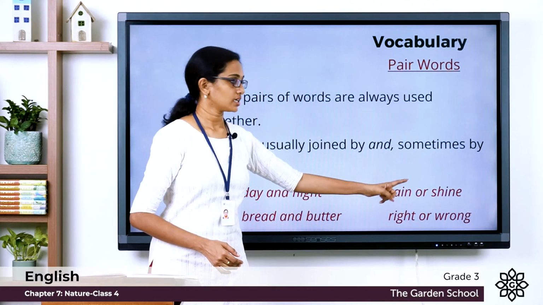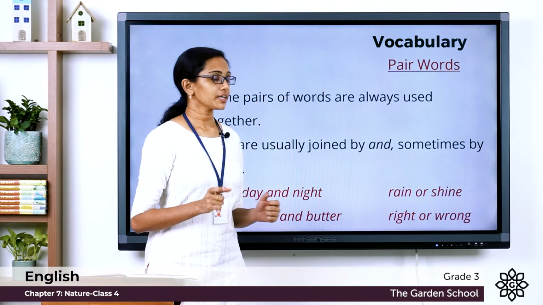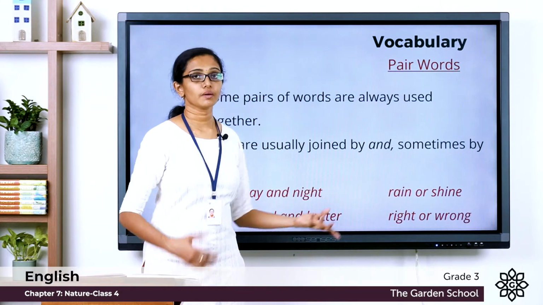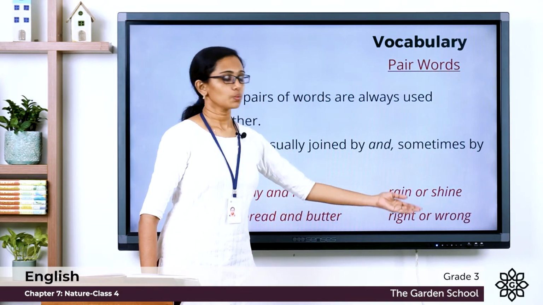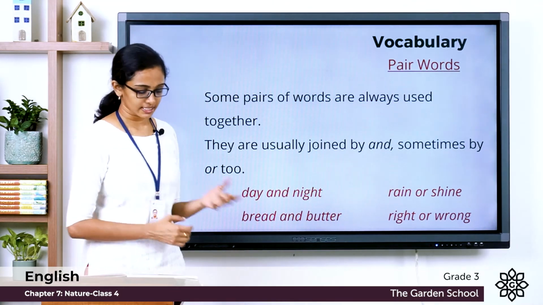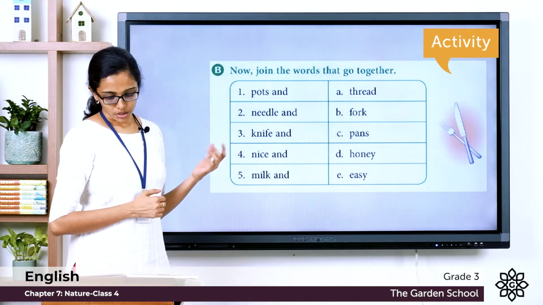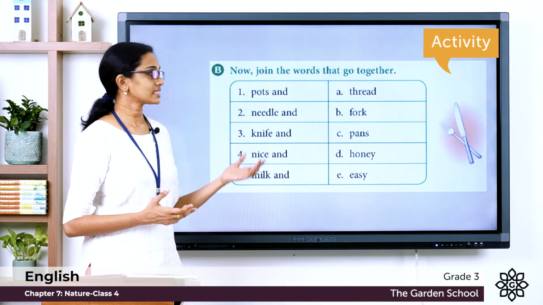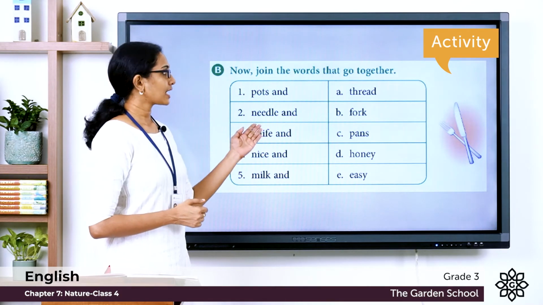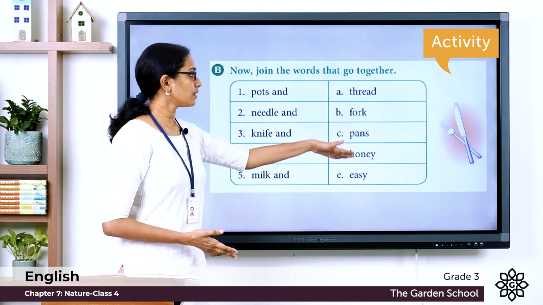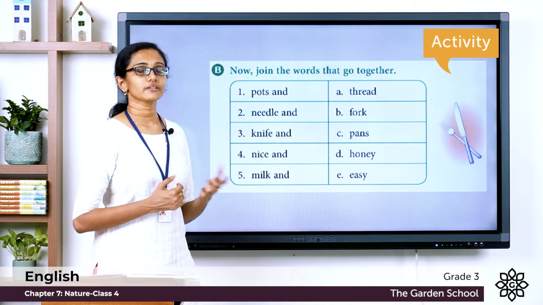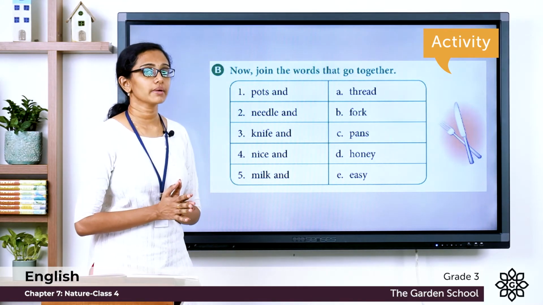Rain or shine. Rain and shine are pair words joined by the word or. And we have right or wrong. Right and wrong are pair words which are joined by the word or here. So these are examples of pair words. Now the next exercise is about pair words, and it is join the words that go together. You can see a table here. There are two columns. In the first column you have a few phrases, and in the second column, the column to the right, you have a few words given. You have to choose the correct word from the second column to match the phrases in the first column. So together they will make pair words.